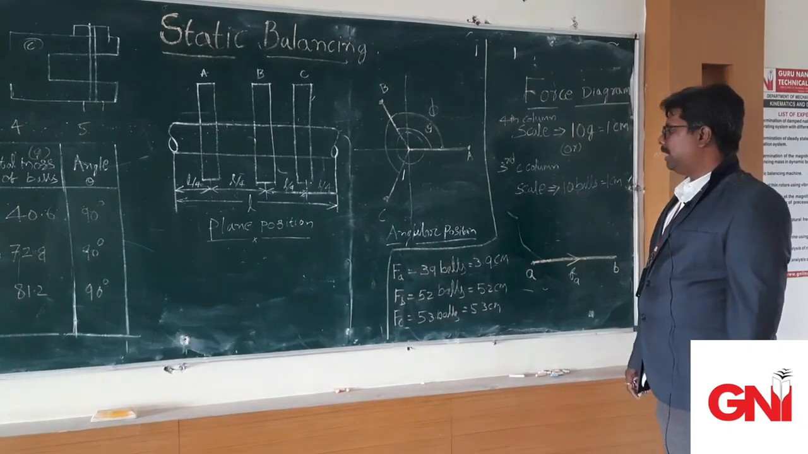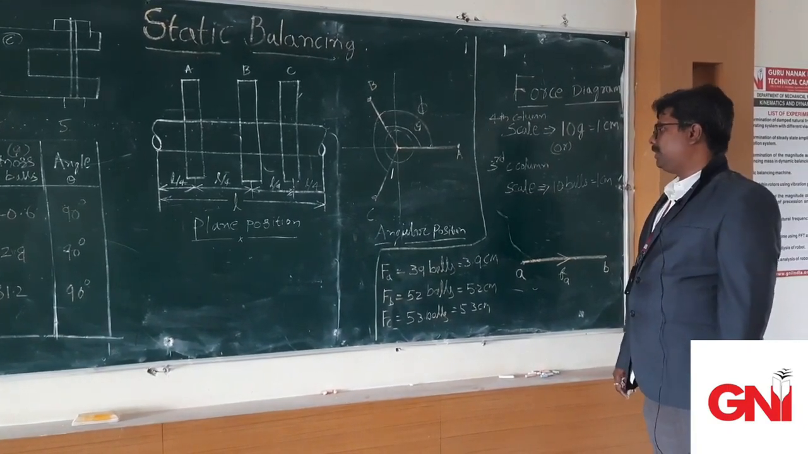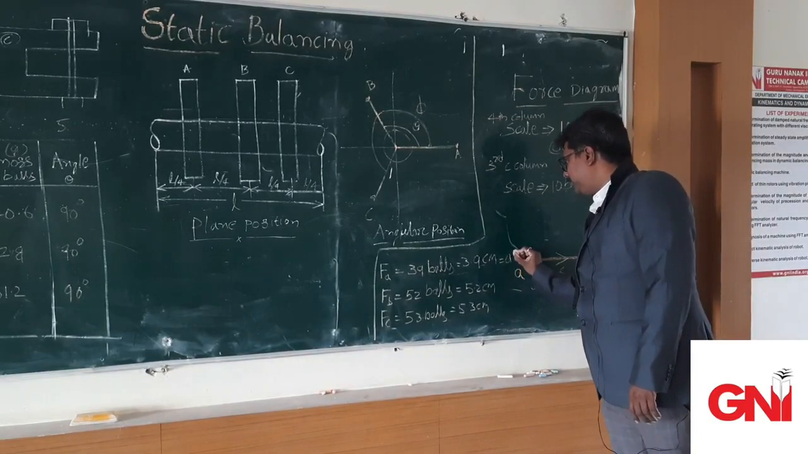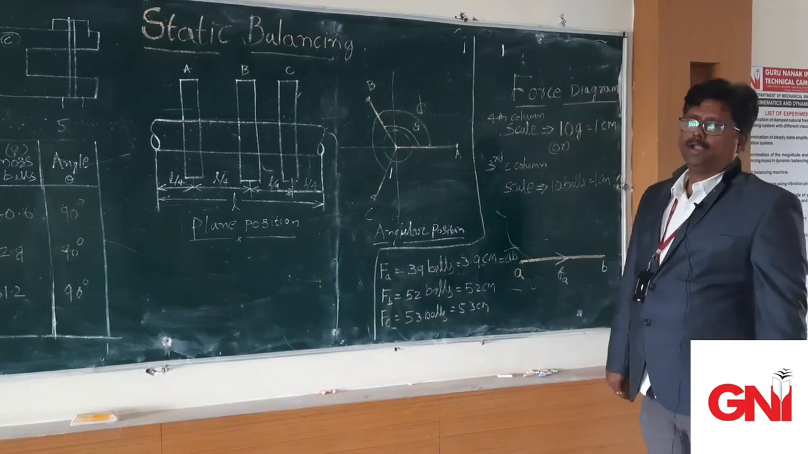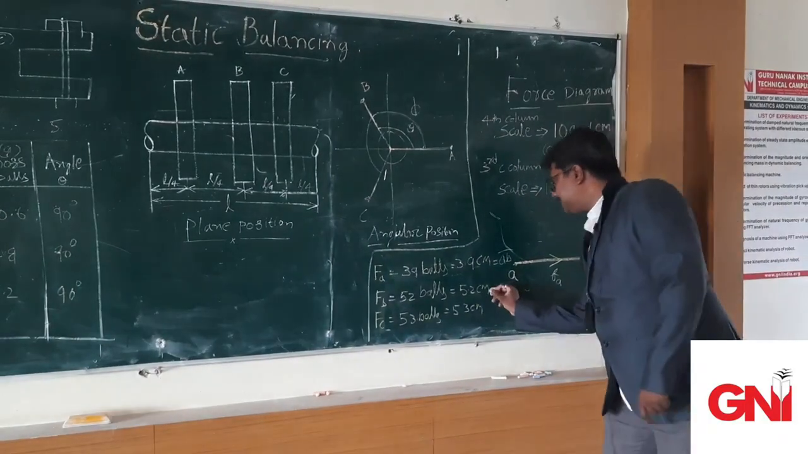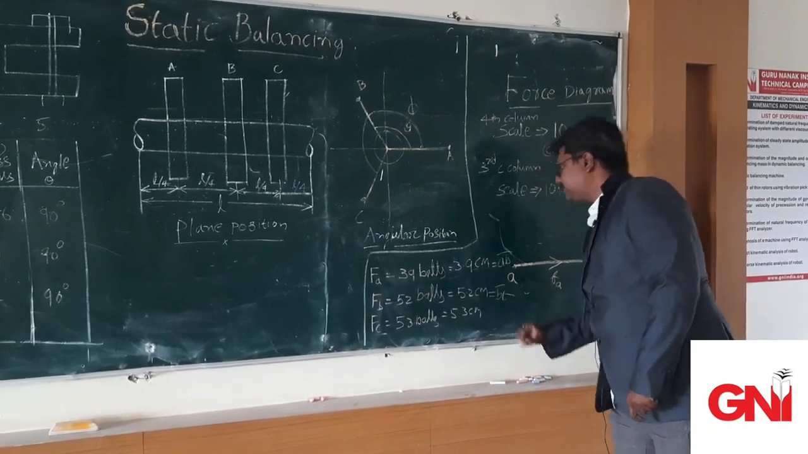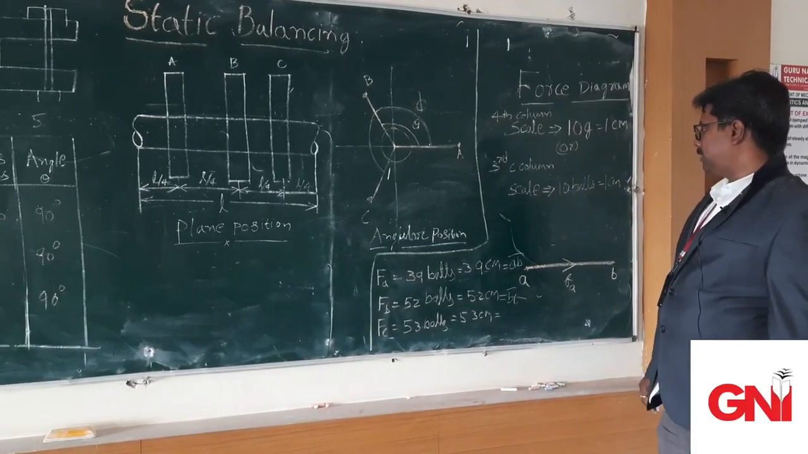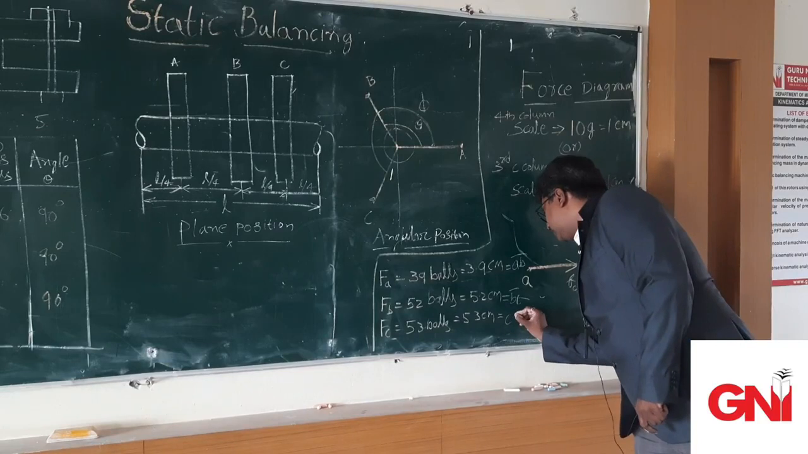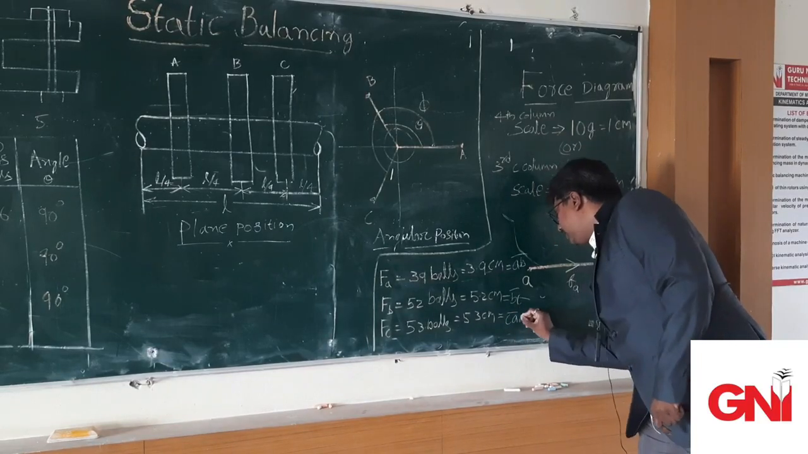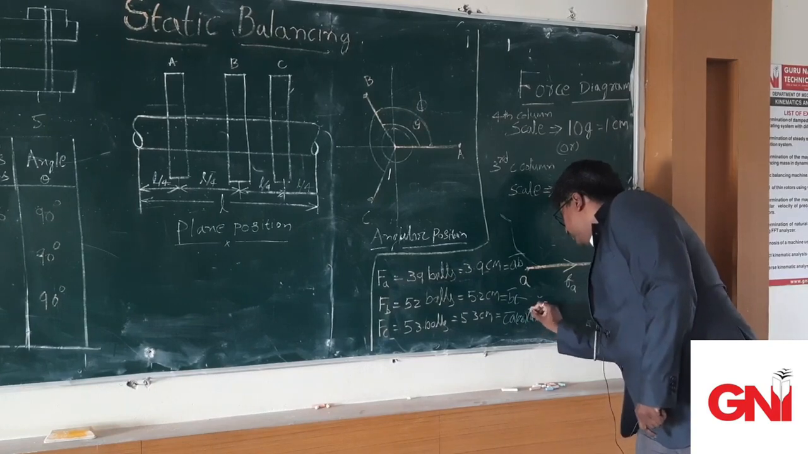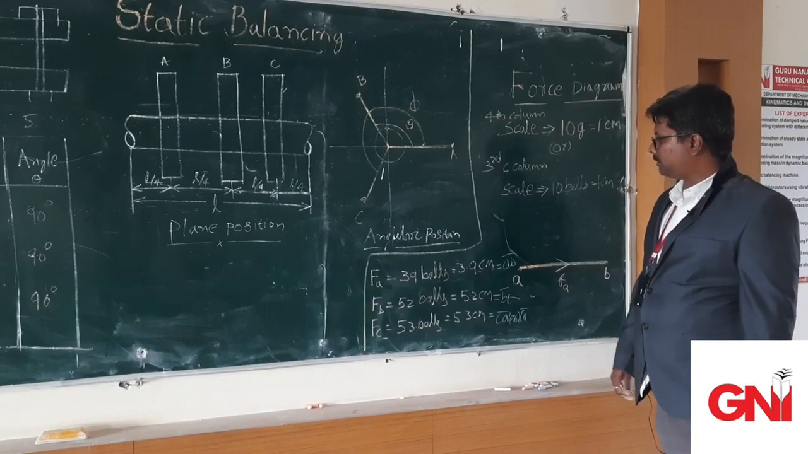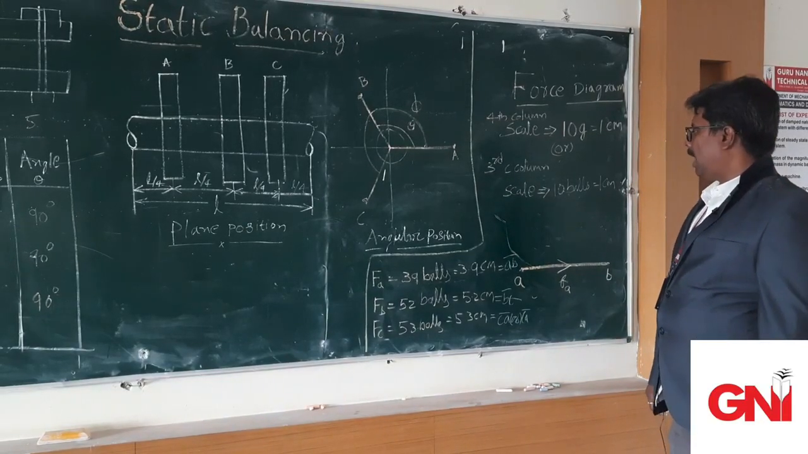That's the reason I am going to construct the vector AB. Vector AB represents the weight of the A mass. Vector BC represents the weight of the B mass, and vector CA represents the given C weight.